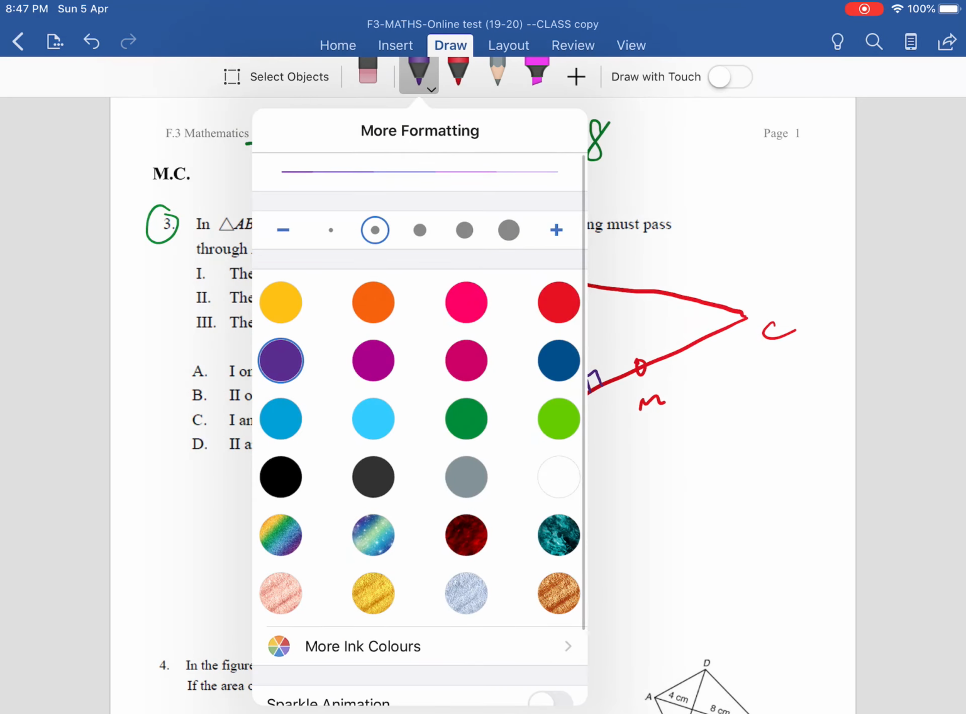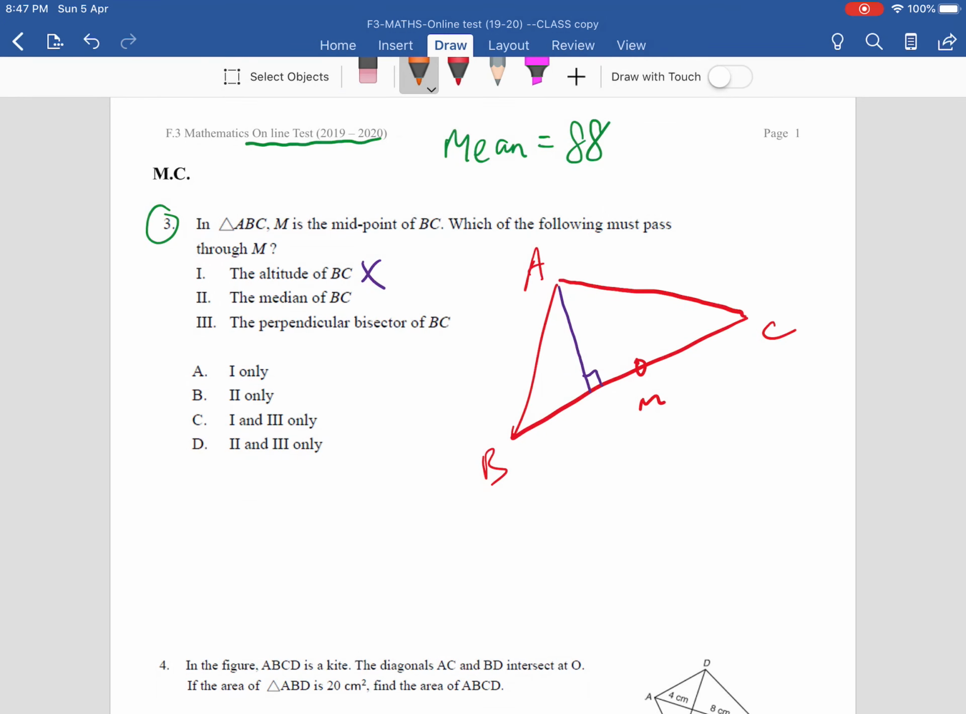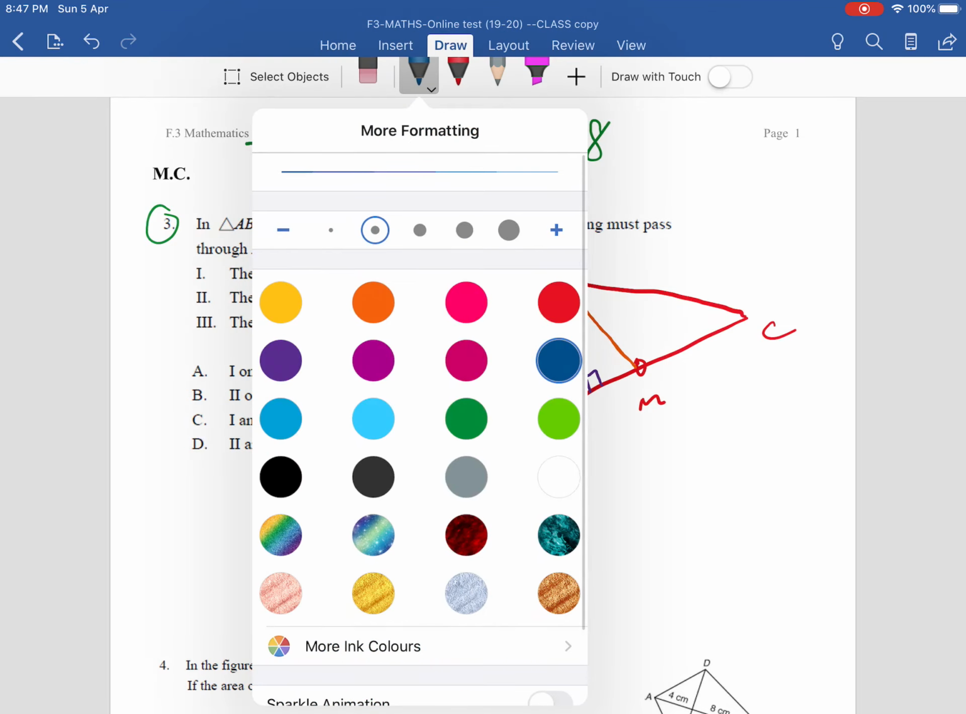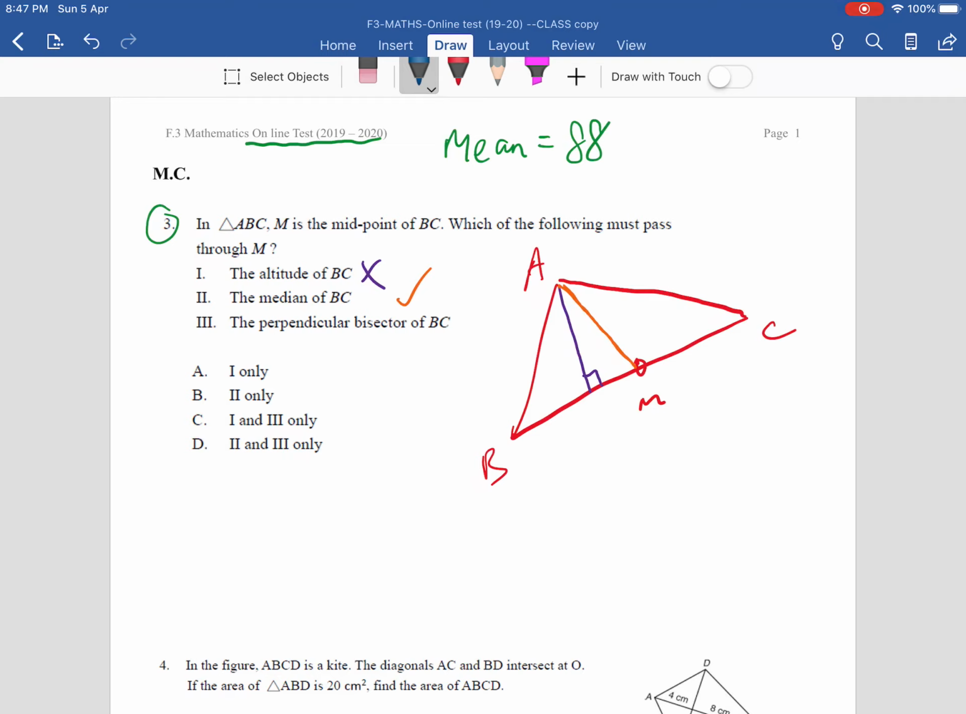And then the second one, the median, that is AM, of course this passes through M. And the third one is the perpendicular bisector. The median, you draw a perpendicular line, but this is the bisector. So the third one is also correct. So the answer is 2 and 3, that is D.